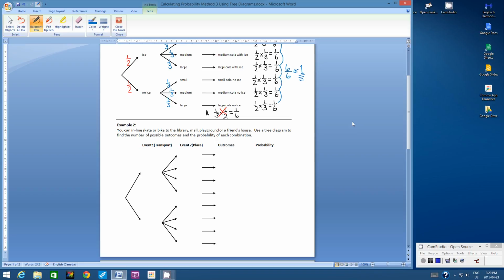So we're going to go on to example 2. Hopefully example 1 made a little bit of sense, and as we work on more and more examples, it'll become more and more comfortable. So let's read example 2 together, okay?